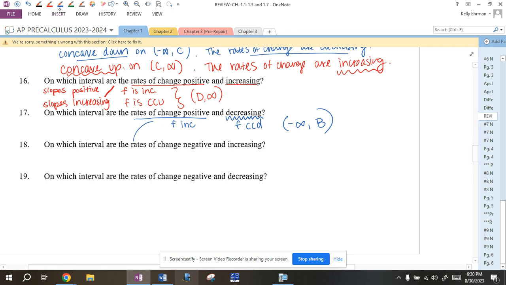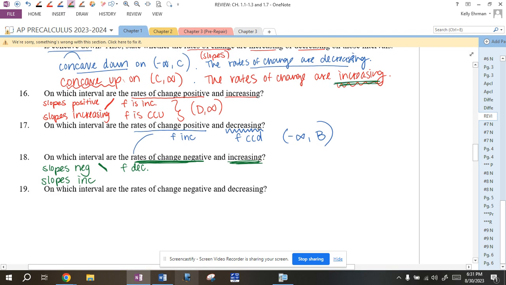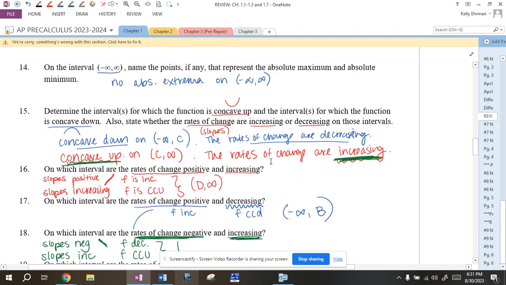On which interval are the rates of change negative and increasing? When are the slopes negative? Draw a negative slope. If I just say that little slope is F, what is F doing? F is decreasing. So when I say the rate is negative, what I mean is F is decreasing. And when are the slopes increasing? That's, remember, back to this relationship. When the slopes are increasing, the graph is concave up. Find a section that's decreasing and concave up.